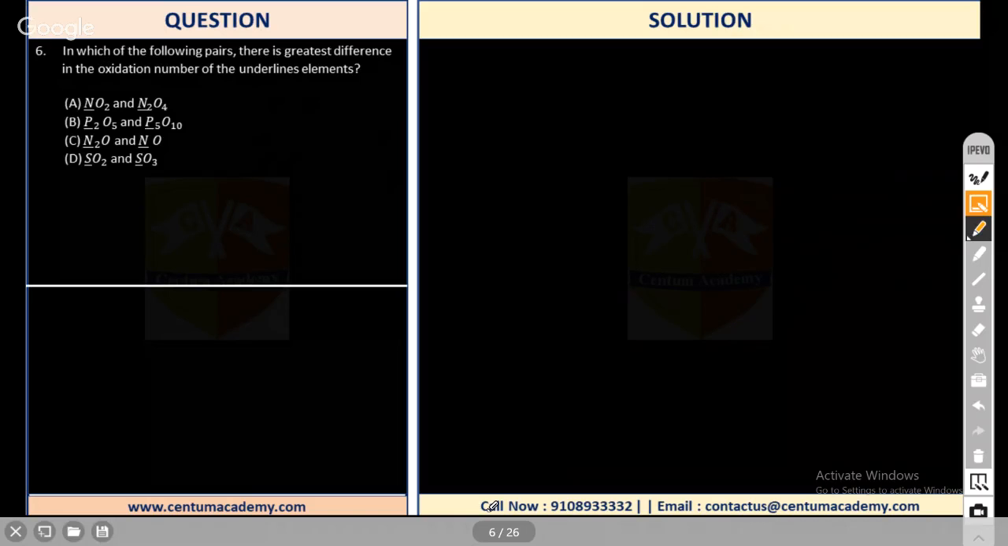What is the answer? See, the compounds we have: the first pair is NO2 and N2O4, the second pair is P2O5 and P4O10, the third pair is N2O and NO, and the last pair is SO2 and SO3.